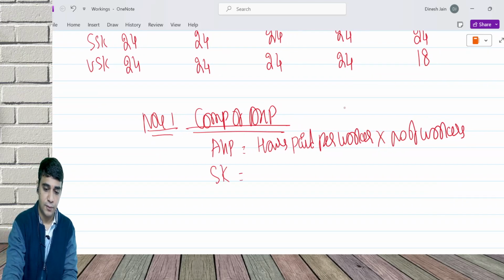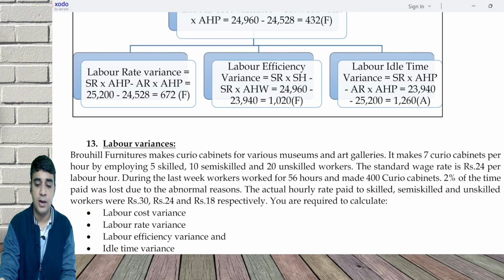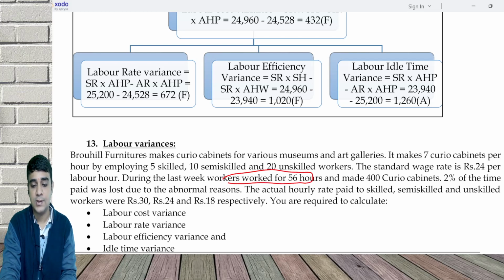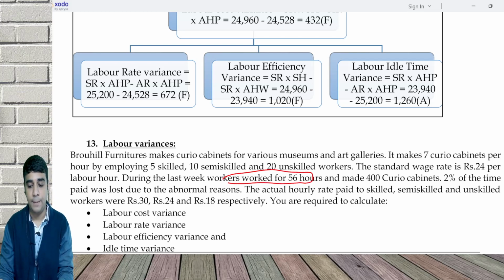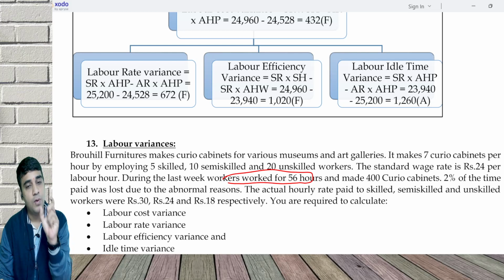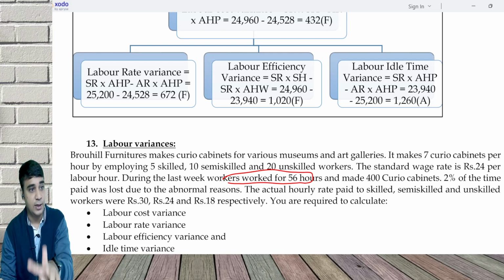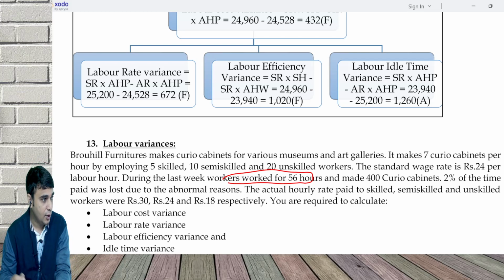Skilled 56 is I think the hours paid. What is the question? They said during the last week workers worked for 56 hours and made 400 curio cabinets. 2% of the time paid was lost due to abnormal reason. Now listen, workers worked for 56 hours is interpreted as workers getting paid for 56 hours. You paid them for 56 hours. In that only the 2% loss is there. That is what we normally interpret.